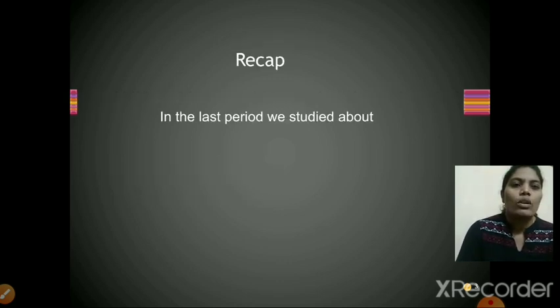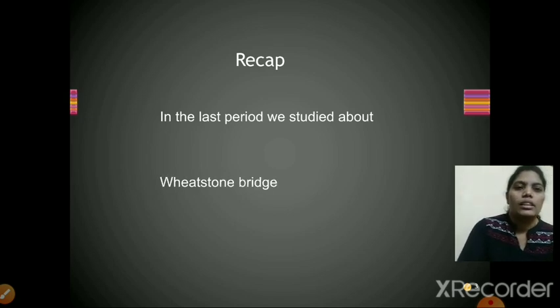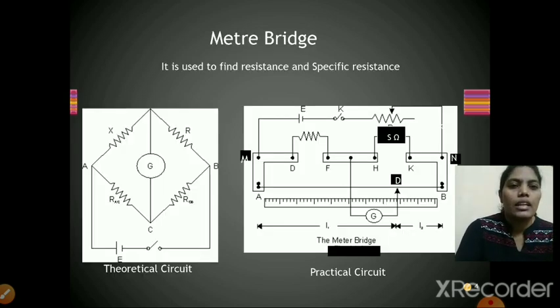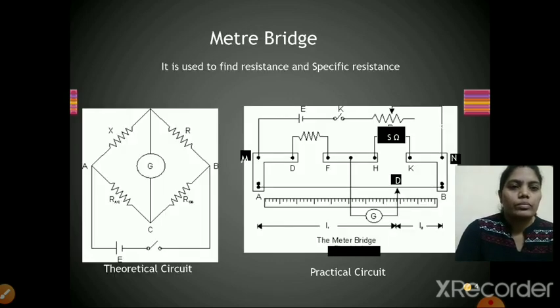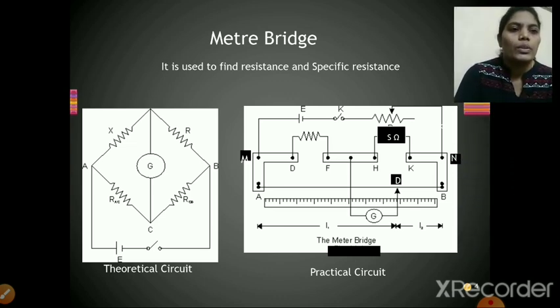Now let us recall what we learned in the previous session, that is the recap for our class. In the last period we studied about Wheatstone bridge. There we have seen the balancing condition of Wheatstone bridge. Now here you can see meter bridge, which is simply an application of Wheatstone bridge.